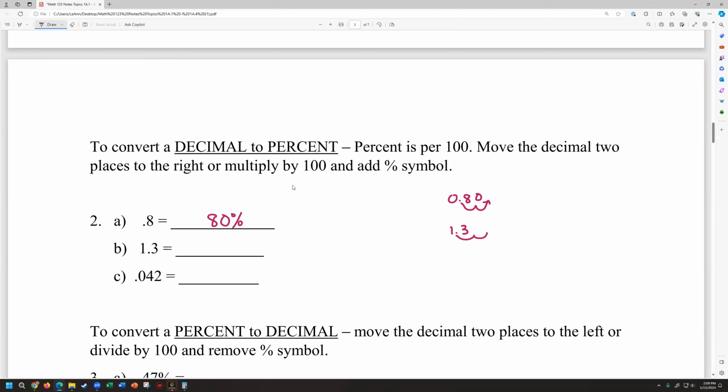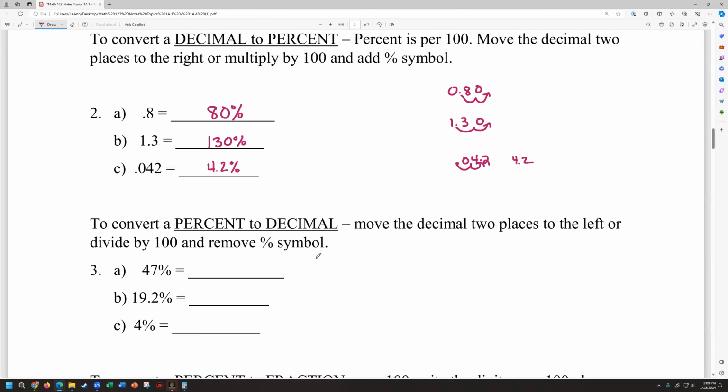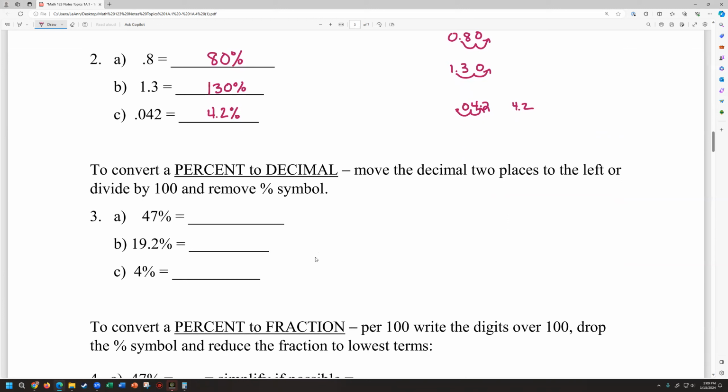1.3, move the decimal 2 places to the right. That's going to have a 0 added on. So that's 130%. 0.042, move the decimal 2 places to the right. Notice that that still gives me a 4.2. So my percent would also still be a decimal. So 4.2%.